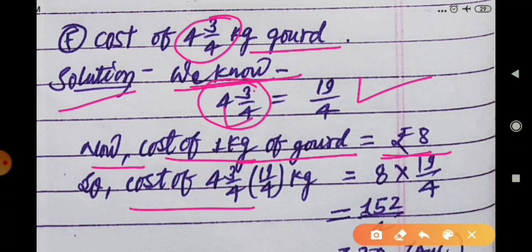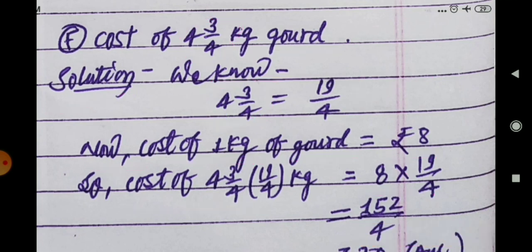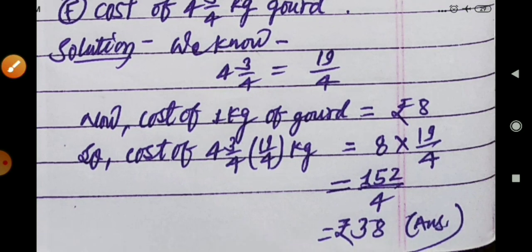And now the cost of 4 whole 3/4, meaning 19/4. So we will multiply 8 into 19/4. So it will be 152/4. That is 38 rupees. So you can write at last, hence the cost of 4 whole 3/4 kilogram gourd is equal to 38 rupees.